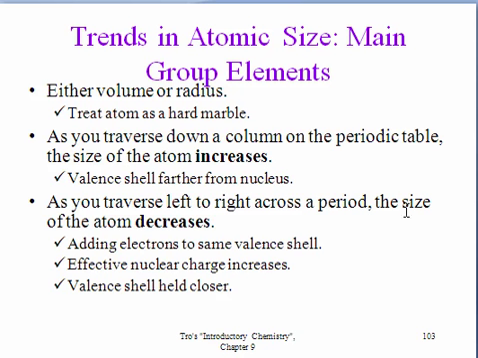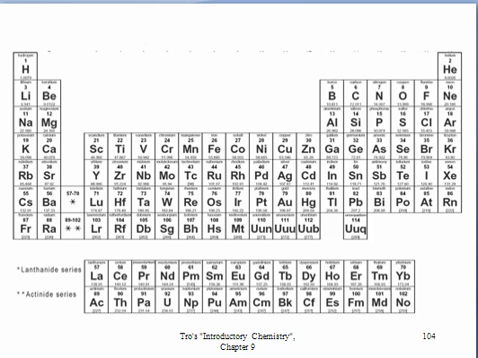Now, as we go from left to right, the size of the atom decreases. So let's take a look. If we look at our second period, lithium, beryllium, boron to neon, the number of electrons increases. Why does the size go down? Well, also as we go from left to right, the number of protons is increasing as well. In lithium, we have 3 protons, which means we have a nuclear charge of +3. Neon, we have 10 protons, which means the nucleus has a charge of +10.